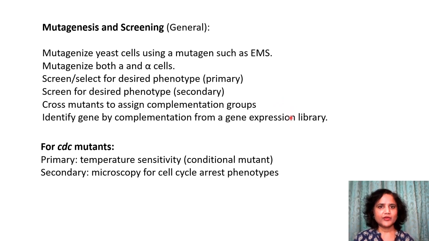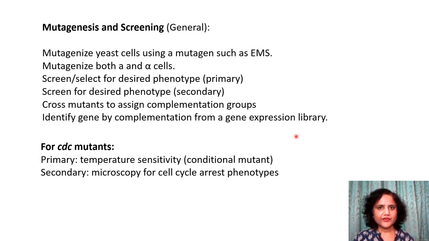And finally, you can identify the genes defective in those mutants by complementation from a gene expression library. And in case of budding yeast, because very few of the genes have introns, we can use a genomic DNA library, but usually it's good to use a cDNA expression library.